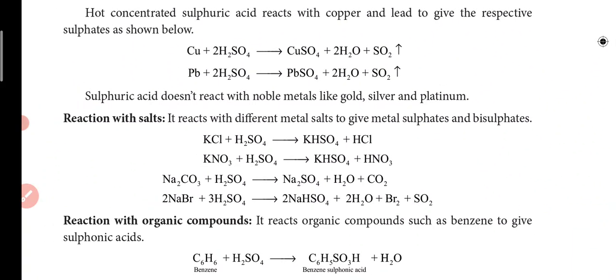Sulfuric acid does not react with noble metals like gold, platinum and silver. So that is an exception. So remember, sulfuric acid does not react with noble metals like gold, silver and platinum.